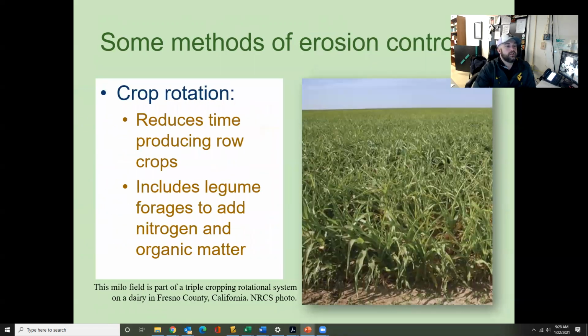You have crop rotation. I'm a big fan of this. Reduces time producing row crops, includes legume forages, and adds nitrogen and organic matter. So switching crops every year, so let's say you do corn and soybeans year to year, having one year is going to remove some nutrients, putting the next one in the next year is going to add some of those nutrients back in. So as I always say, you need to do a little research on what crops you should be growing, because I know there's a lot of factors that go into that.